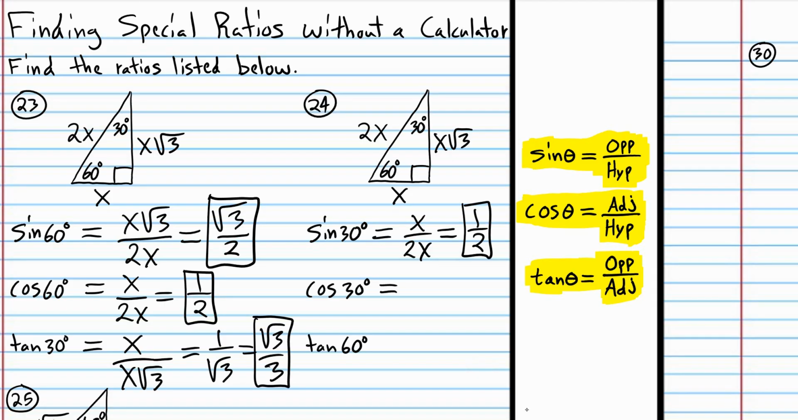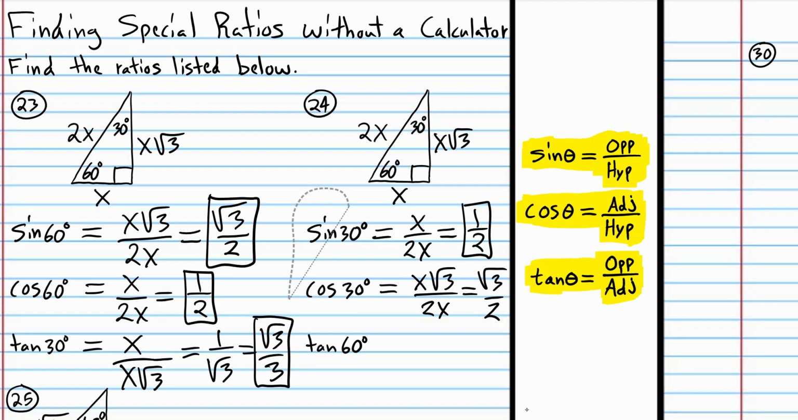So cosine 30, go ahead and try that one, and go ahead and try tangent 60 also. When you come back, we'll do it together. All right, we're back. Cosine 30, adjacent to 30 degrees is x root 3. Hypotenuse is 2x. X's cancel out, and you're left with root 3 over 2. If you got that answer, good job.